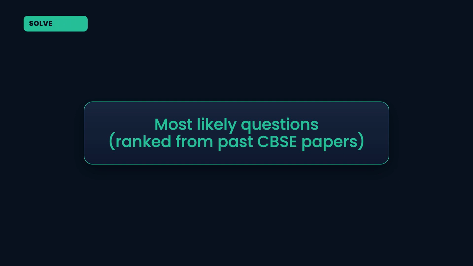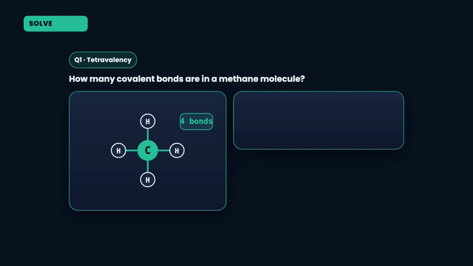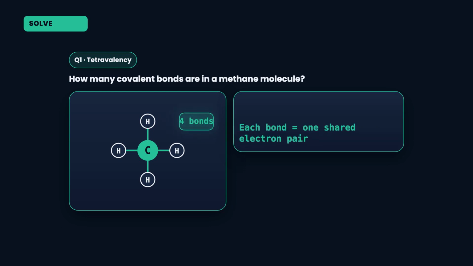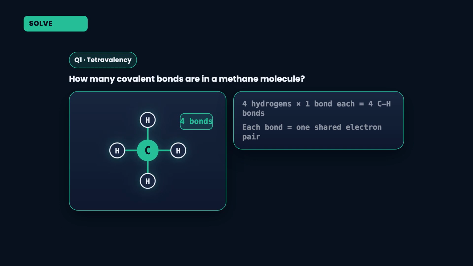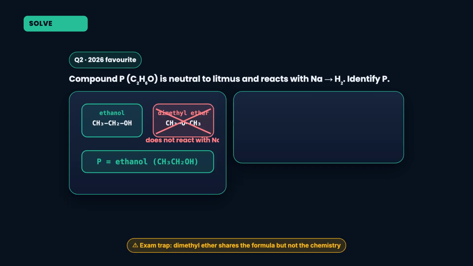These are the questions most likely to appear, ranked from years of CBSE papers. 1. How many covalent bonds are in a methane molecule? Carbon needs 4, each hydrogen needs 1. 4 carbon to hydrogen bonds. Each bond is 1 shared pair. 4 bonds total.